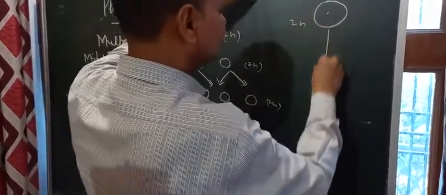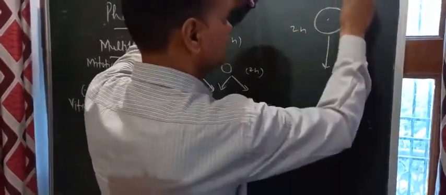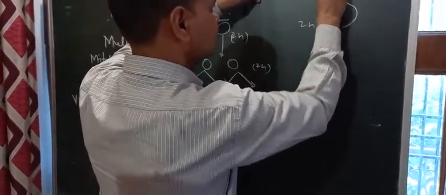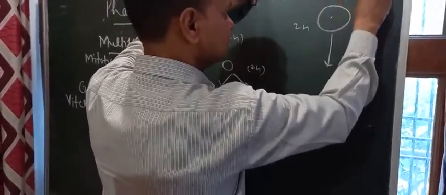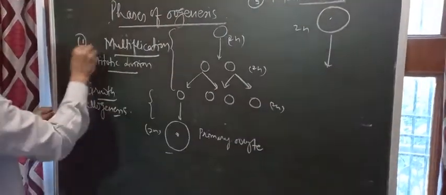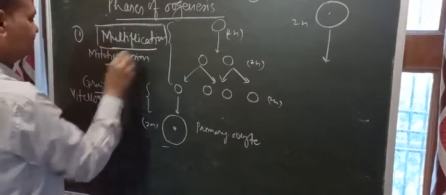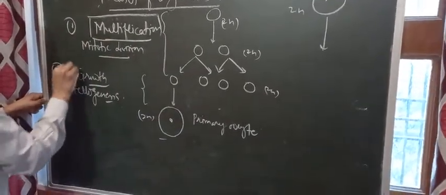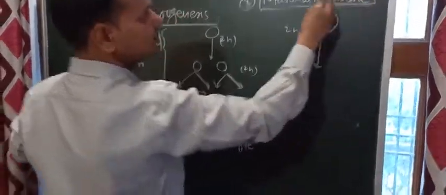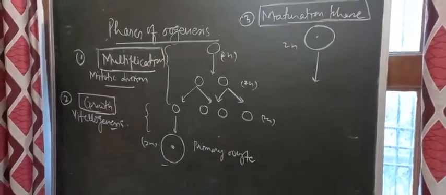It will go under the process of maturation. Now this is the maturation phase. Maturation phase. This is the third phase. This one is the first phase, multiplication. This is the second phase, that is growth, and this is the third phase, that is the maturation phase.